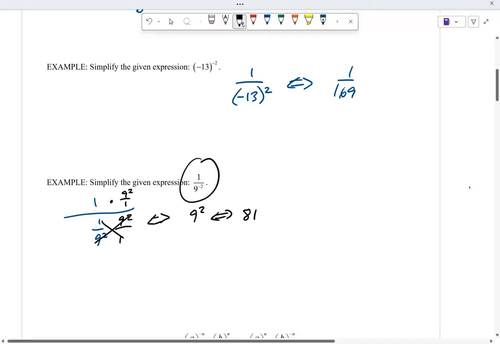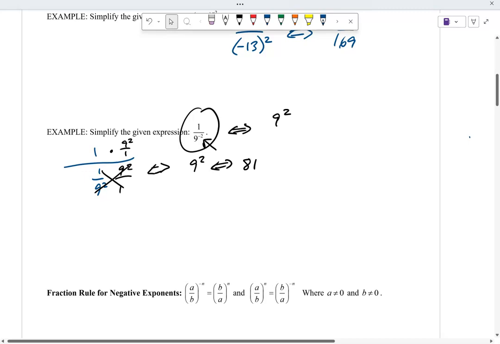So the way I think about this, if I got a negative exponent, that's just going to take it up to the top, make it a positive exponent. That's how I like to think about that. But technically speaking, it's 1 over 1 over 9 squared. It's just 9 squared.